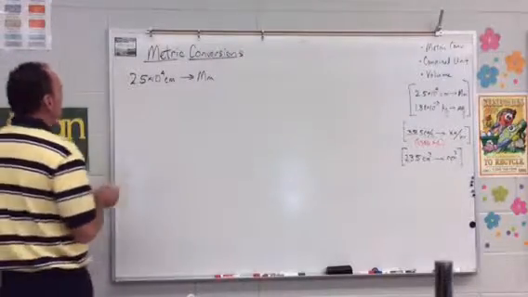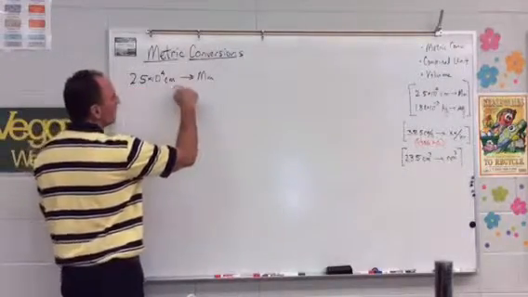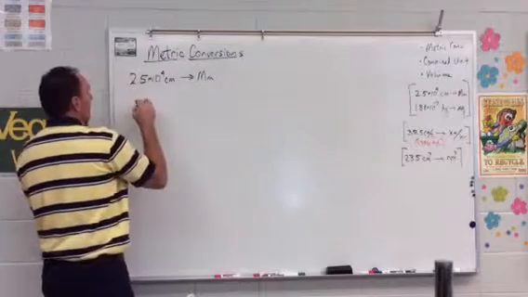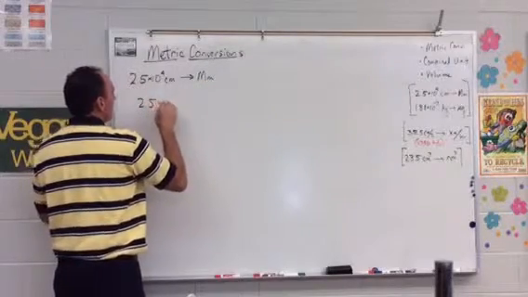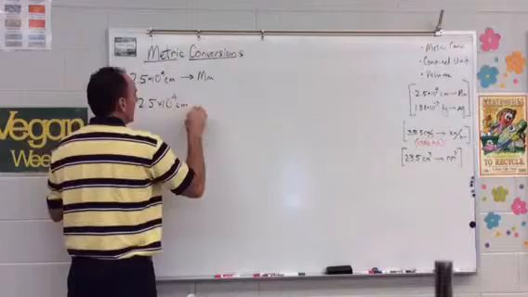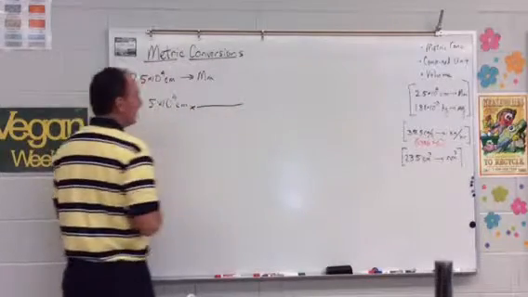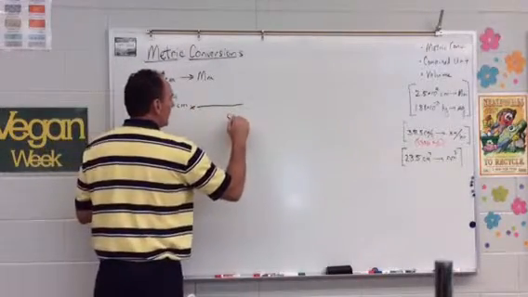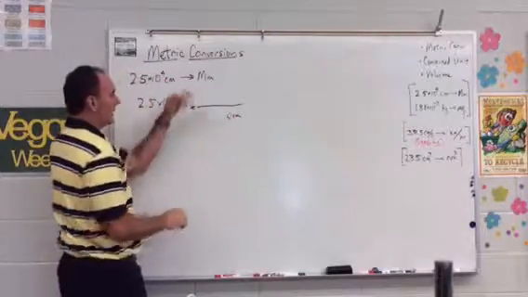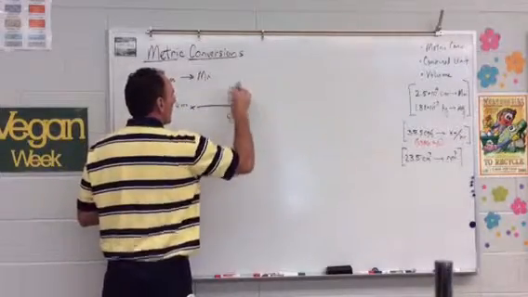For your metric conversion, start with the value given. Obviously we're given centimeters, and we want to go to megameters. So 2.5 times 10 to the fourth centimeters. We're going to multiply it by a conversion factor. We want to get rid of centimeters, so it has to go in the denominator. We want to go to the megameter, and that will go in the numerator.